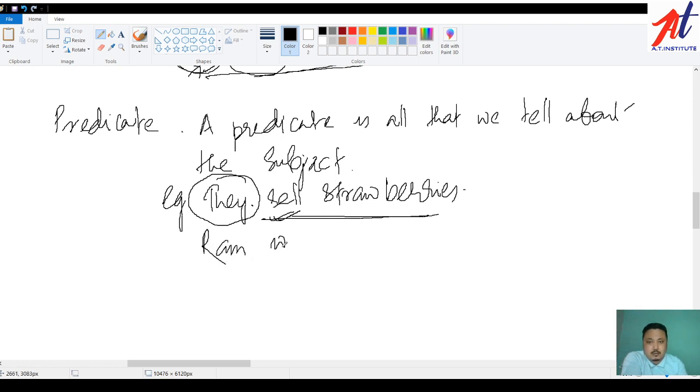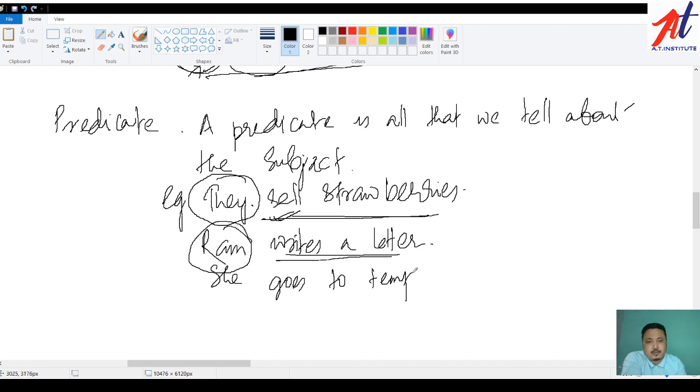"Ram writes a letter." In this example, who writes? Ram. So Ram is our subject, and "writes a letter" is our predicate. One more example: "She goes to temple." Who goes to temple? She. So she is our subject. Now you can see that they, Ram, and she are our subjects, and the words like "sell strawberries," "writes a letter," and "goes to temple" are our predicates. So that is what you need to know about subject and predicate.